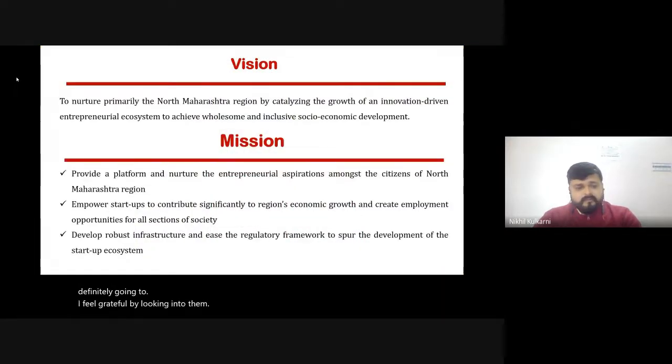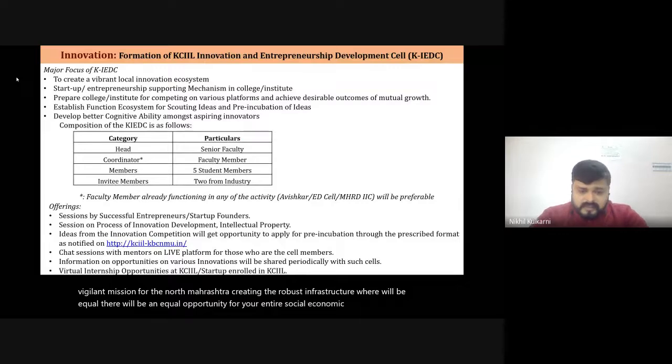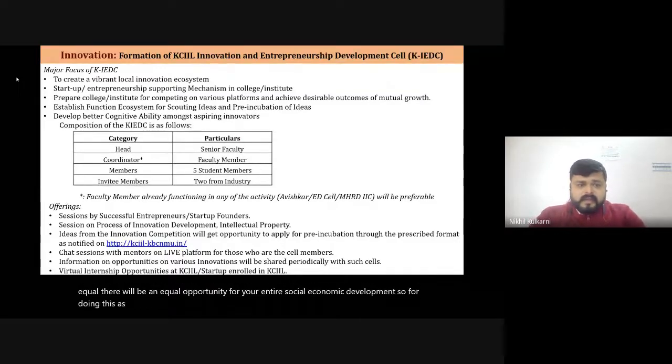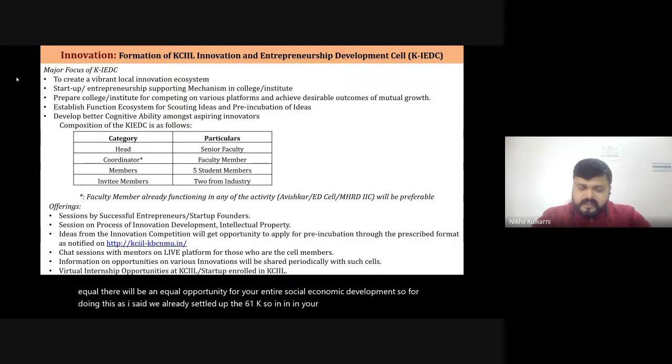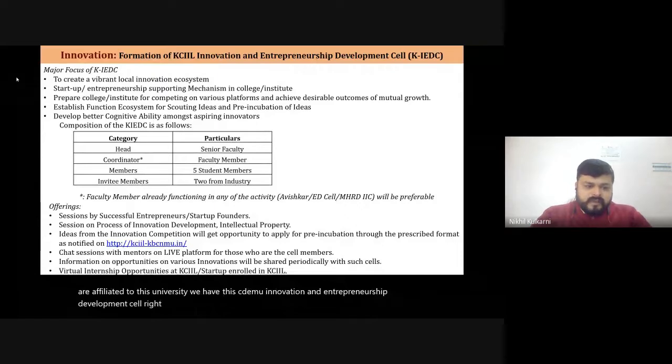Vision and mission for North Maharashtra: creating robust infrastructure where there will be equal opportunity for your entire social and economic development. For doing this, as I said, we have already set up 61 KIDCs. In your nearby institutions which are affiliated to this university, we have the KIDC, the KBC NMU Innovation and Entrepreneurship Development Cell.